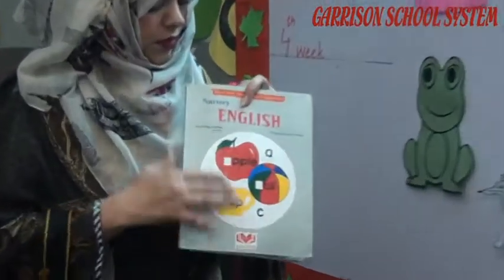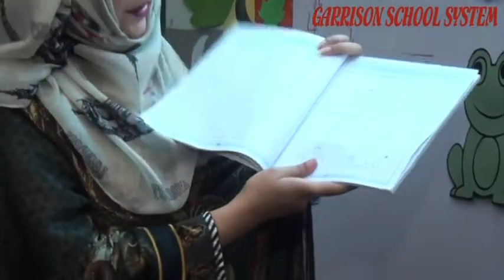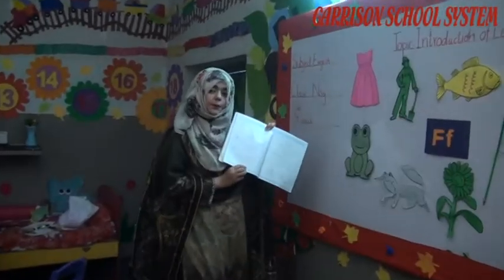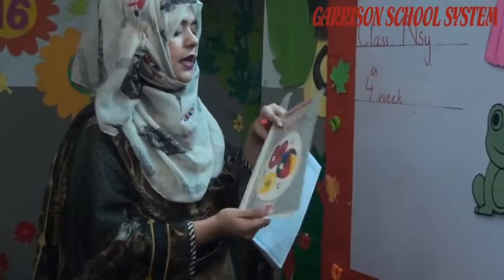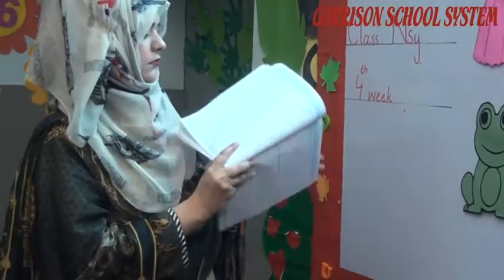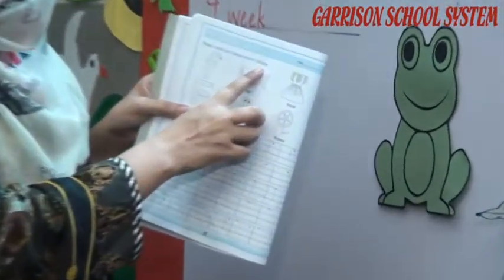Open your English book for the nursery class, and you are going to open page number 26. What are you going to open? Page number 26, English for the nursery class. Read, write and color each picture.